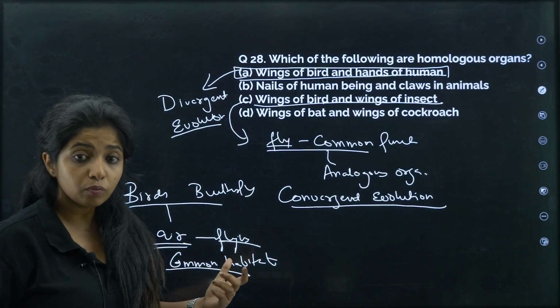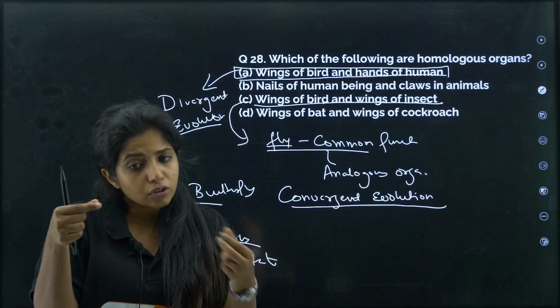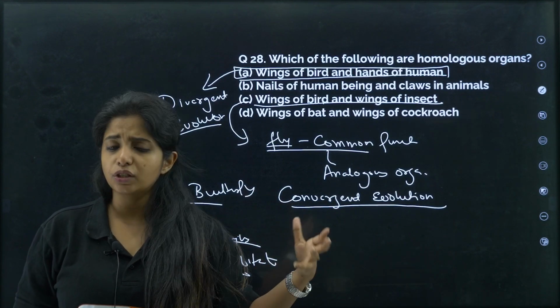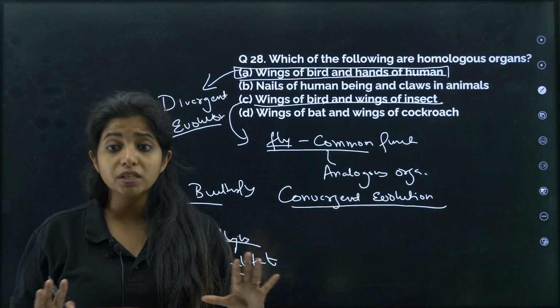So both of them will be having wings, but the wing of a butterfly is papery. You can just break it off, right? Don't do that part. And the wing of a bird is not like that. It has feathers, it has bones and everything. So structurally it is kind of different.